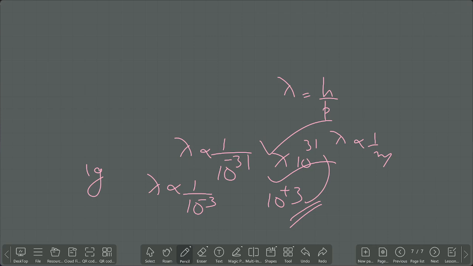Okay, hope this is clear. Now another equation which is very important again. Now all of you listen.